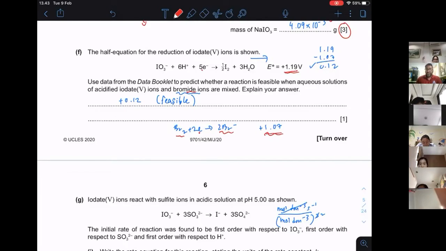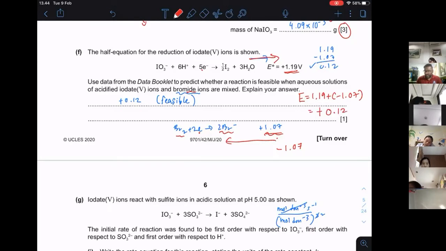1.19, 1.07. The one that has more positive will move to the right, so it will stay as it is. But this one is supposed to move to the left, so automatically this is going to become negative 1.07. If you want to find the E total, or the E cell, it is going to be 1.19 plus negative 1.07. If you do that, you are going to get positive 0.12.